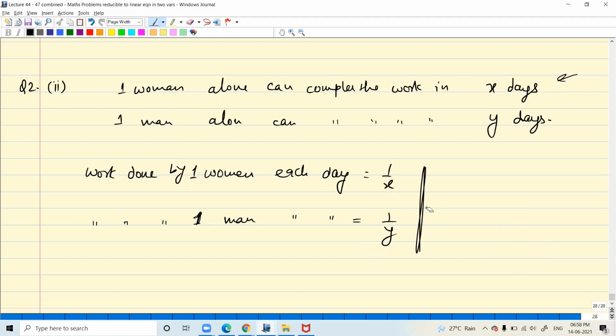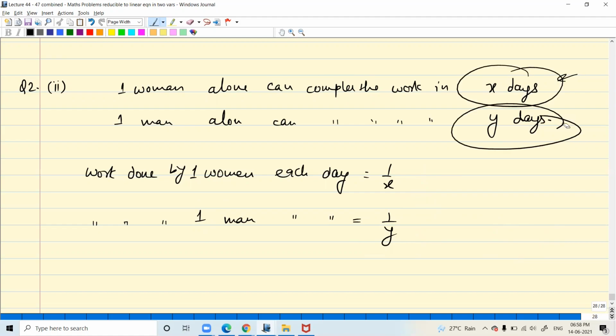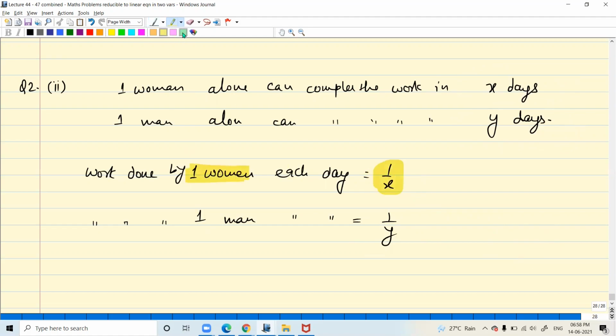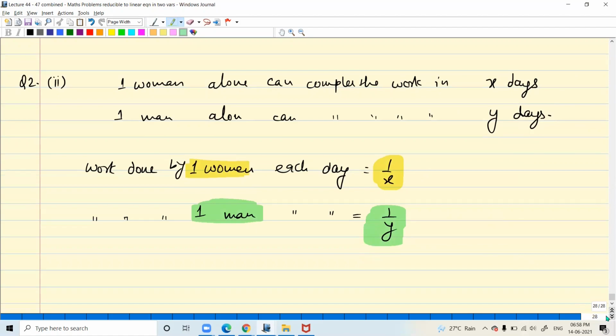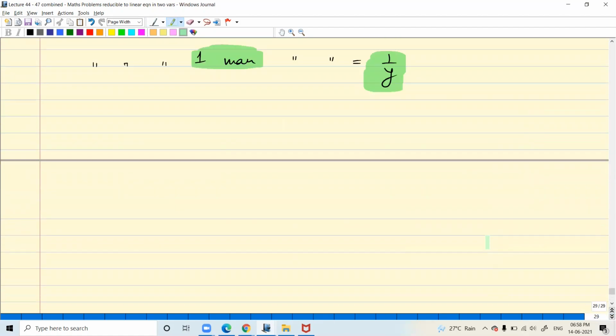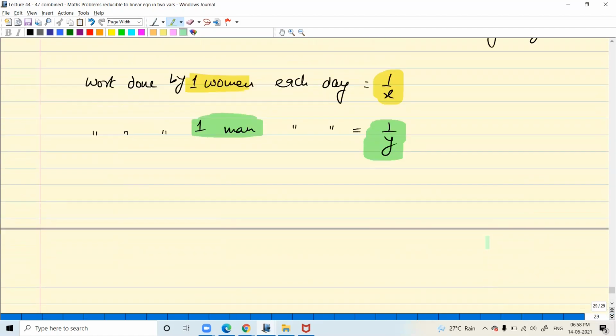Right now we will not write it, but this part is the basic preparation you are doing for your question. You said what is your X and Y, and based on that, you said that one woman does this much work every day, and one man does this much work every day. Okay. So be very clear. What is this 1 by X and what is 1 by Y? 1 by X is the amount of work done by one woman every day.